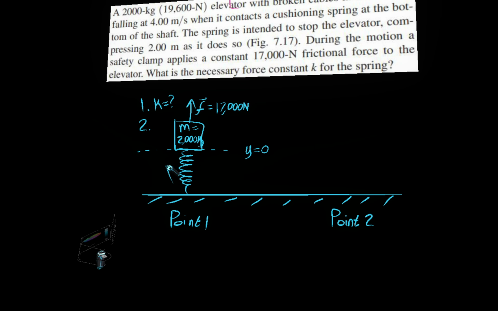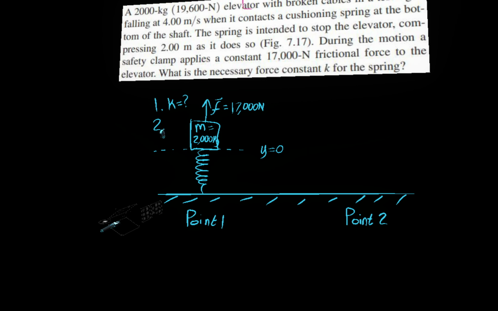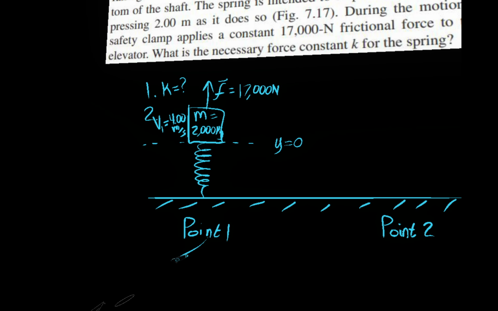All right. V1 is the speed that it's going as it's falling. V1, because this is point 1, is equal to 4 meters per second. And we have gravity acting on it as well, so we have weight equal to mg. It's 2,000 kilograms, so it would be 19,600 newtons. All right, so that's our point 1.